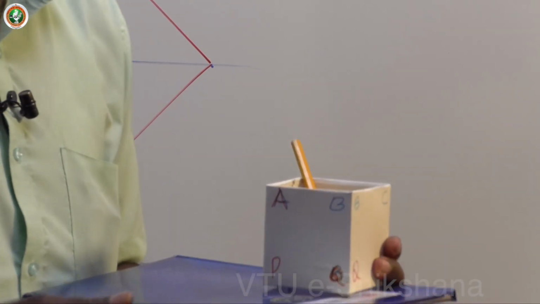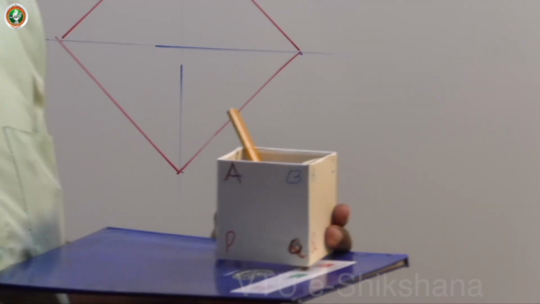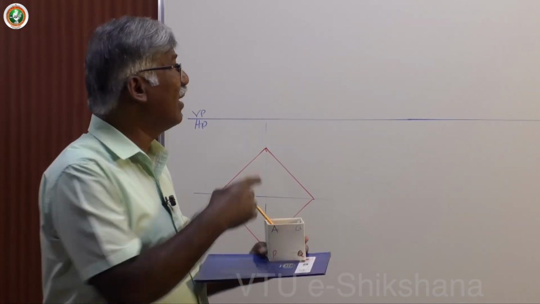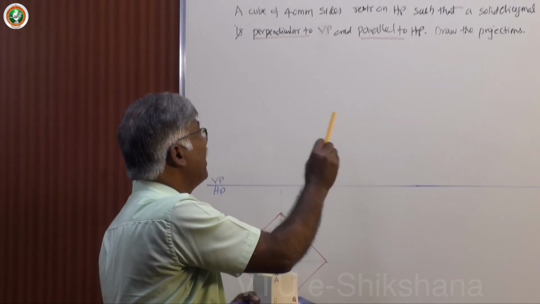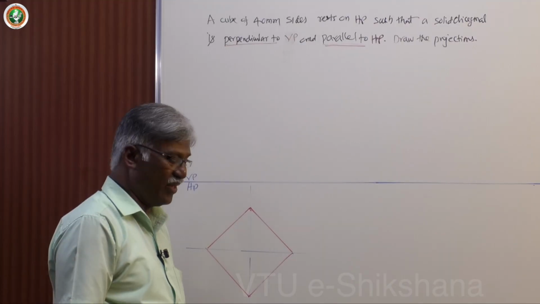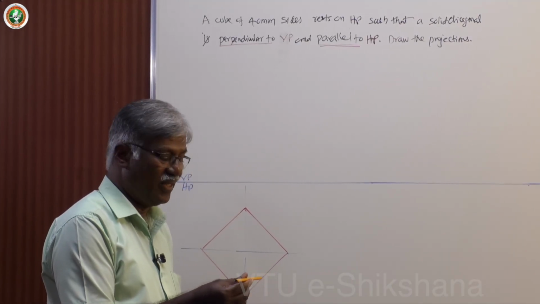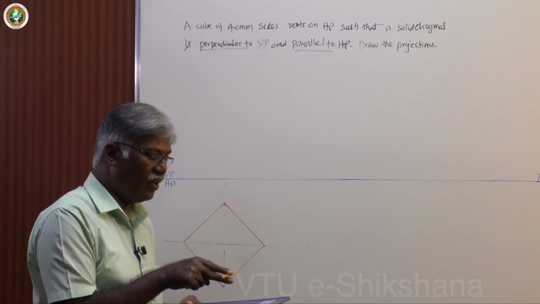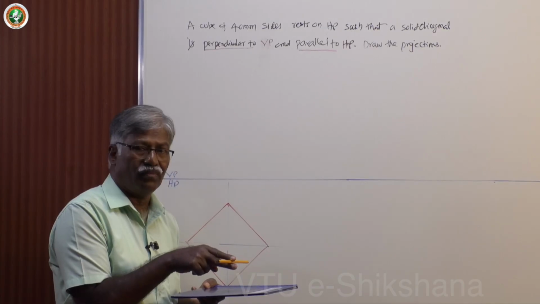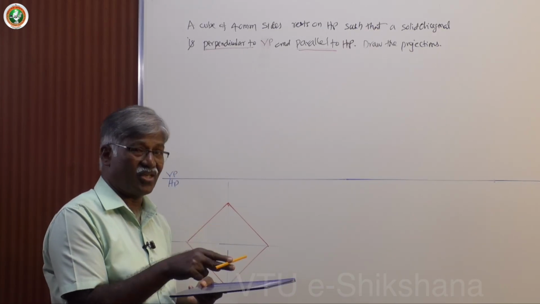Which one do you select? Nothing is given about whether it is an edge condition or a corner condition. You have to decide which condition to take so that you get the solid diagonal perpendicular to VP and parallel to HP. I will assume this is the solid diagonal of the cube, imaginary. You must get this type. In this position you must keep the cube. It's a very interesting position, and that is the basis for isometric projection.